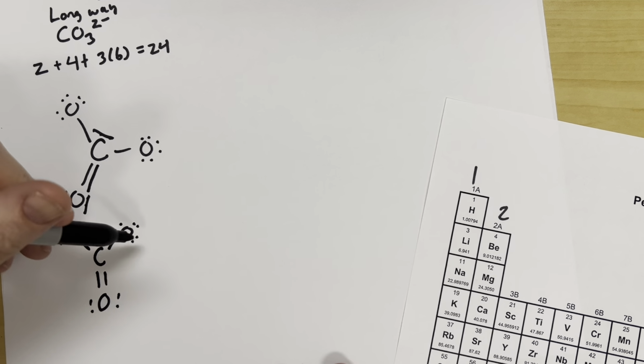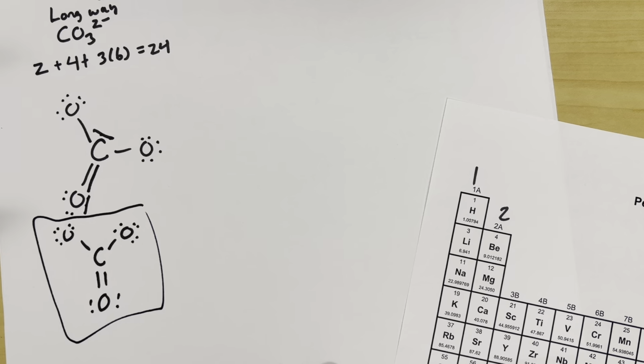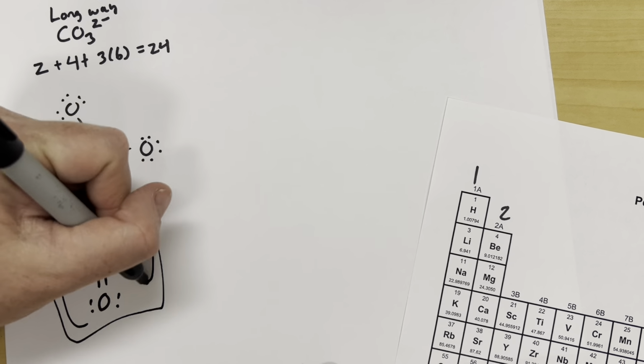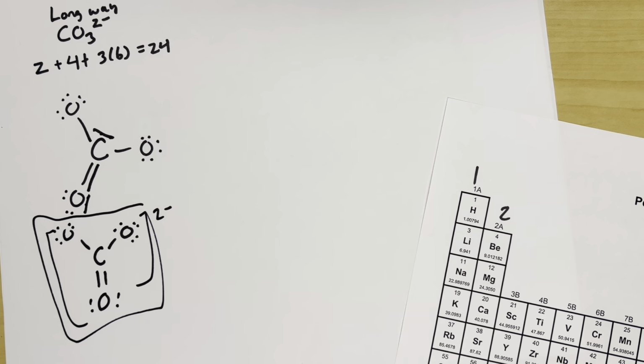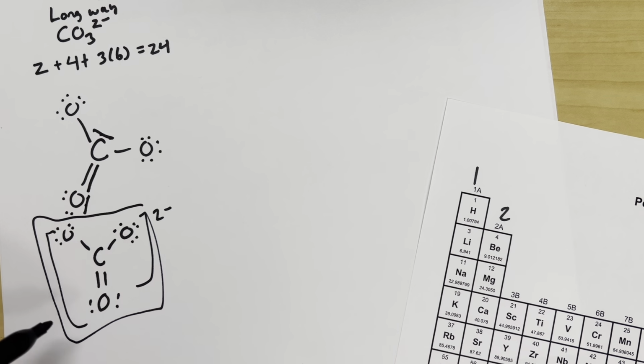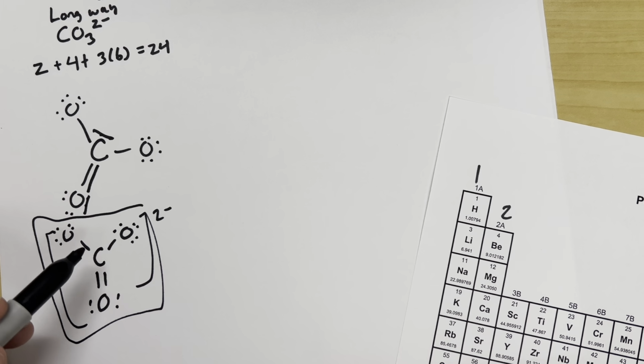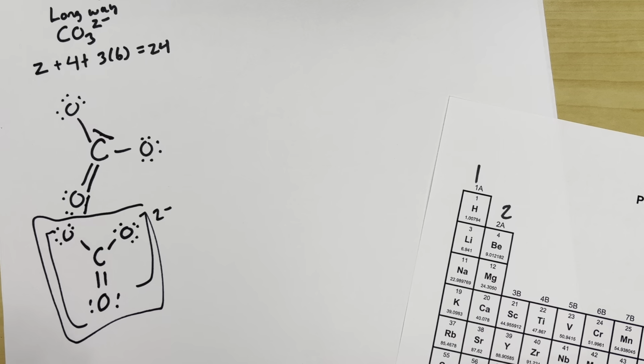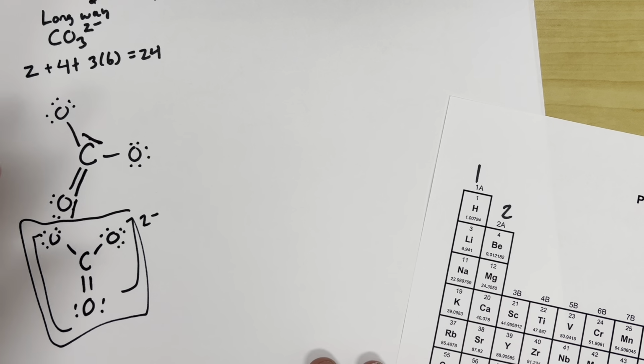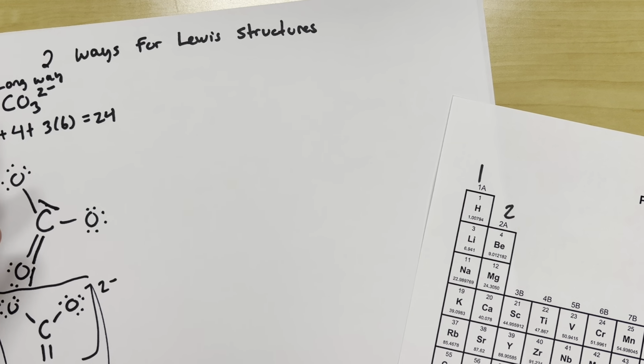Okay, so at the end of the day, that's what it would look like. I just wanted to make it look prettier. We'd put it in brackets. We'd put a 2- on the outside because that's its overall charge. All right, this thing would resonate. Its bond order would be 1 1/3, but that's not for today's lecture. Okay, that was the long way. It took a while. Now we do the shorter way.